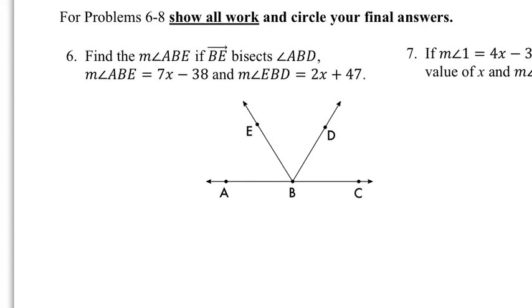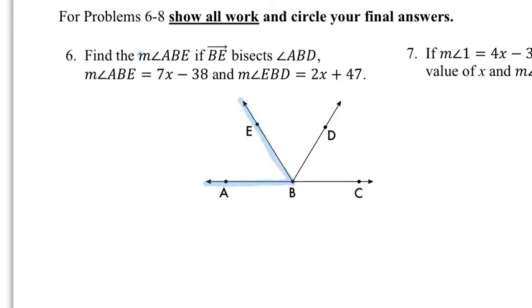So for number 6, we have to look at the information given. We are told that we want to find the measure of angle ABE. So let's highlight what angle measure we're looking at. ABE. We want this angle. That's our final answer, the measure of that angle.